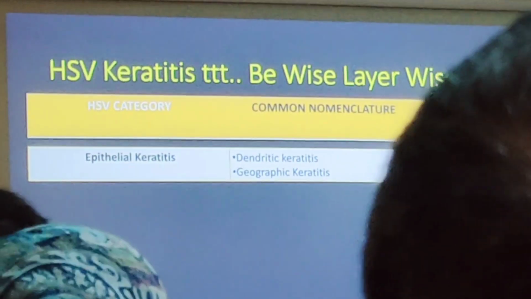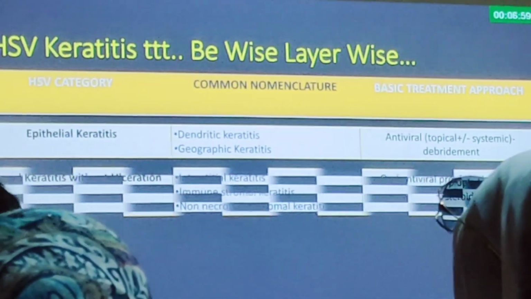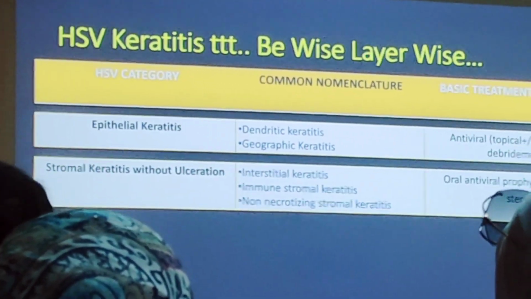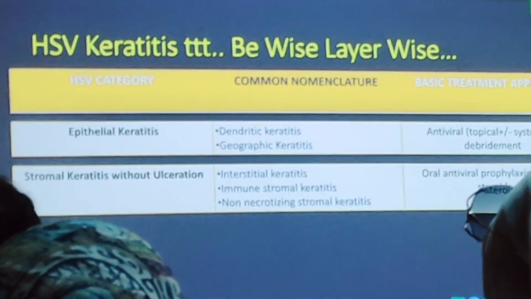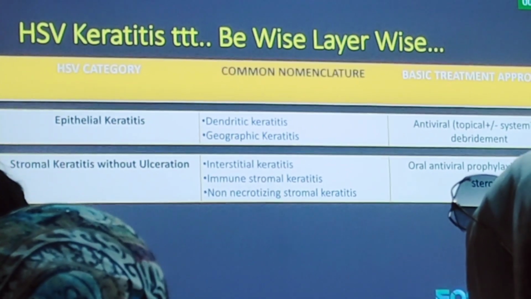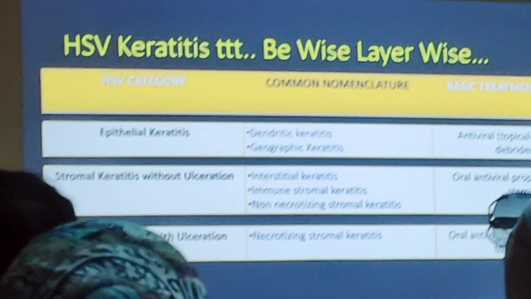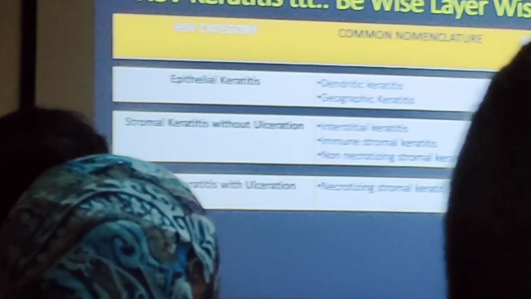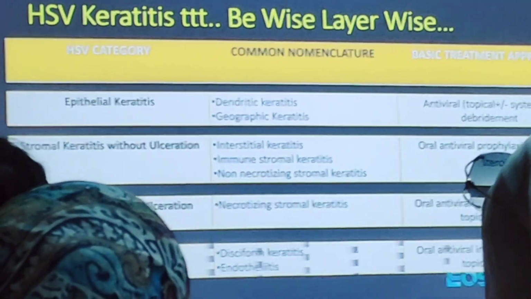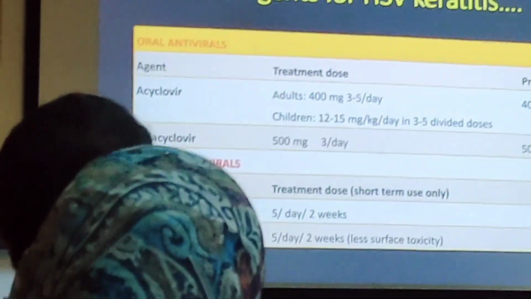So to sum up the treatment of herpetic keratitis, we have to be wise, layer-wise. In epithelial disease, the treatment is by topical antiviral, and systemic only in immunocompromised patients and children. Also, primary infection epithelial disease may be treated by systemic therapy if topical treatment is unavailable. Stromal keratitis without ulceration is treated by topical steroids with complete systemic antiviral coverage in a prophylactic dose. Stromal keratitis with ulceration, the necrotizing type, is treated with topical steroids plus oral antiviral in therapeutic doses, and endothelial keratitis has similar management to necrotizing stromal keratitis.